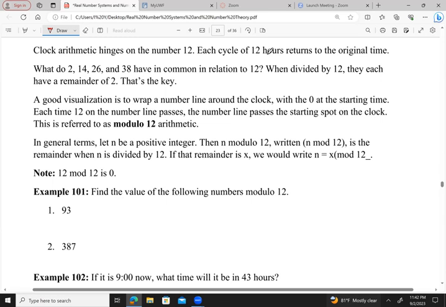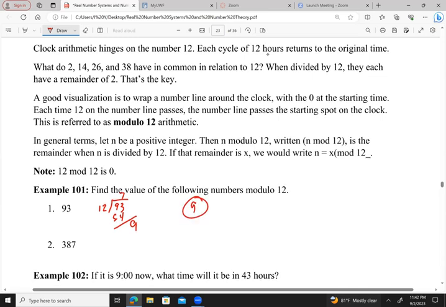Find the value of the numbers modulo 12. So we literally just take how many times 12 goes into 93. And what is that? 7 times, leaving me 84, having a remainder of 9. So 9 would be the remainder. That would be the answer.